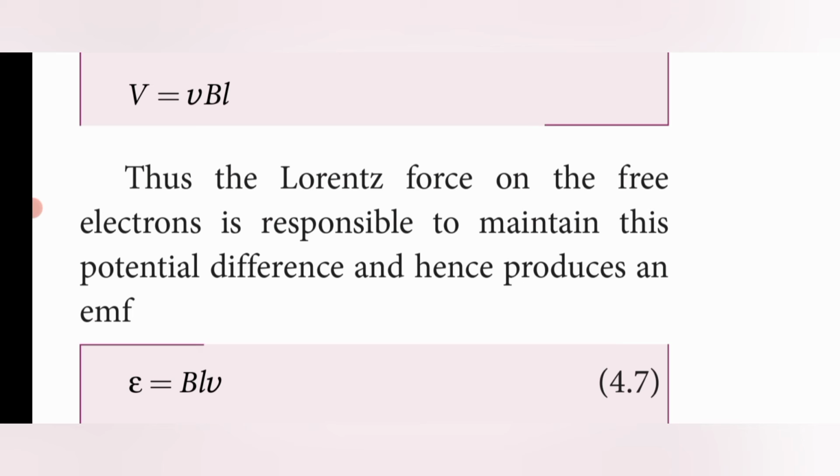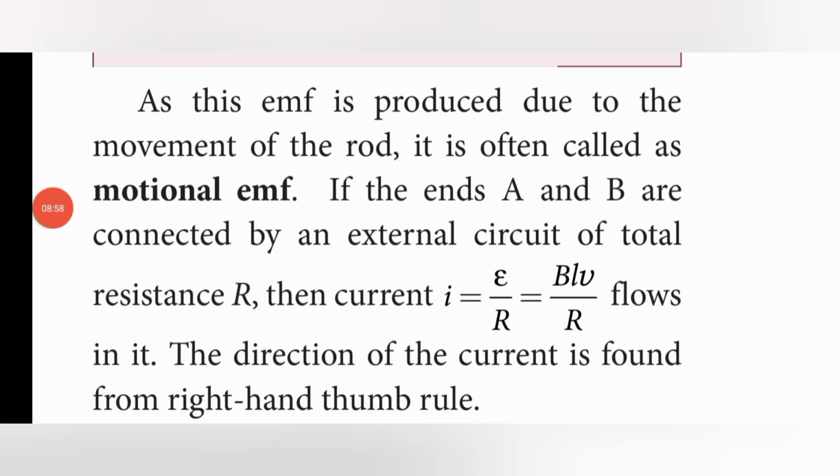Here the Lorentz force on the free electrons is responsible for maintaining that potential difference. That potential difference is also equal to epsilon, and epsilon is equal to BLv. So instead of V as potential difference, we consider it as EMF. EMF is also known as potential difference. This EMF is called the motional EMF, because the EMF is produced by the movement of the rod.